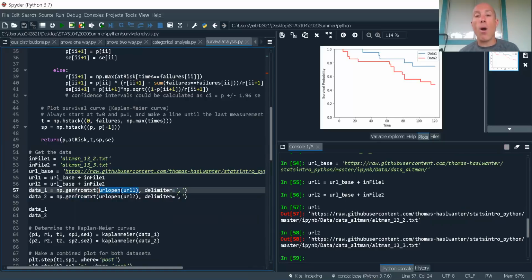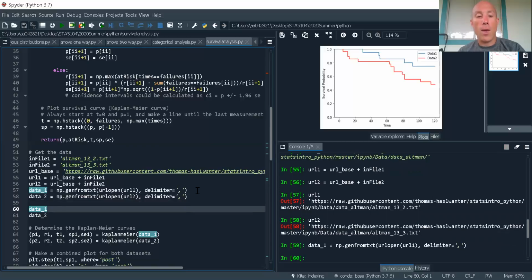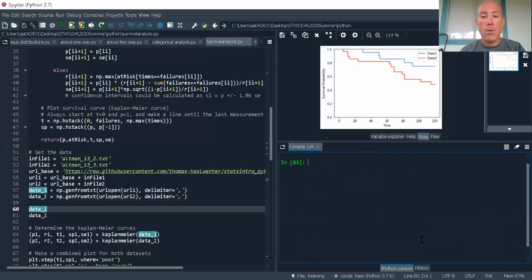Well, in its raw format, Python's not going to be able to read it as is. So we need to pass it to another function, numpy's genfromtxt function, and we need to specify that commas are delimiting the data. And so let's do that. Okay, so now let's take a look at what we got.